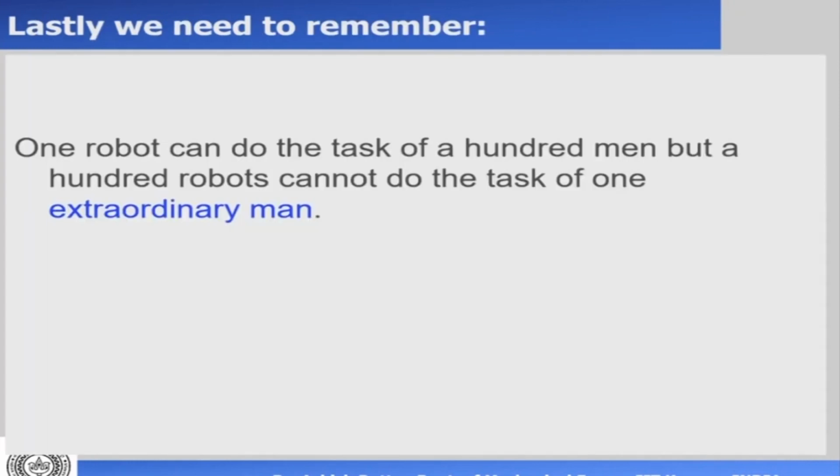Now let's remember this. This is one of the famous quotations which I like a lot, that Isaac Asimov had said, that in 200 years the robots will take over. So let us remember this, that one robot can do the task of 100 men, but 100 robots cannot do the task of one extraordinary man. And you have to be the extraordinary man so that robots do not take over. So this is very interesting, and we have to keep this in mind.